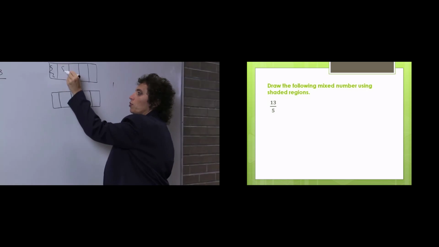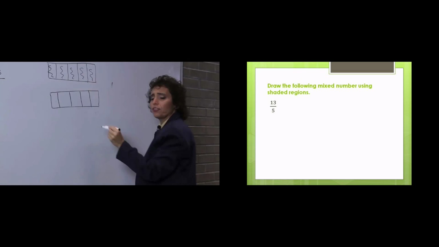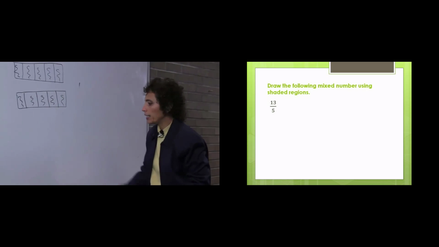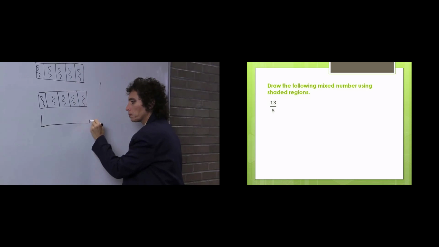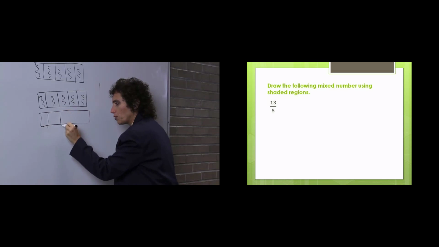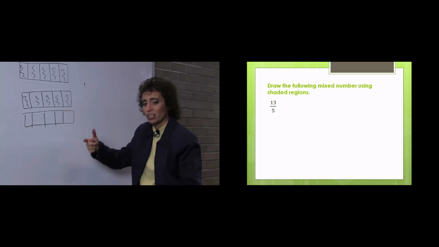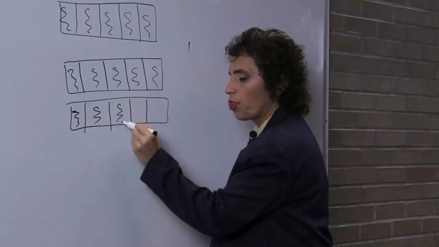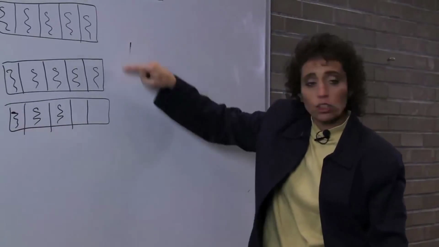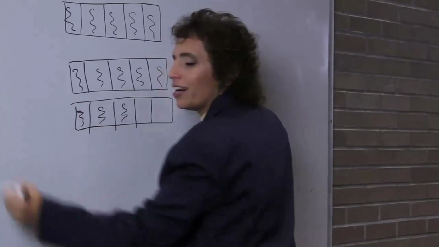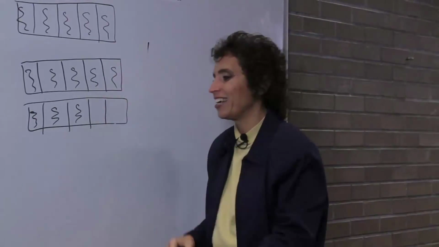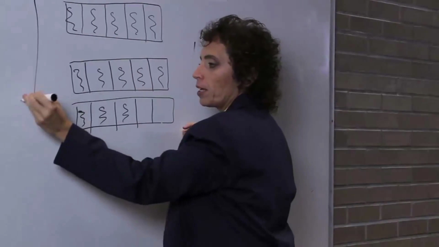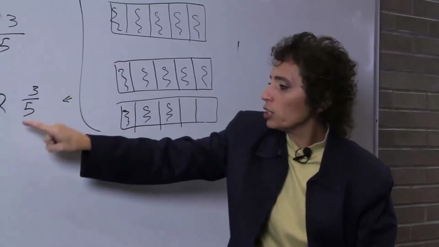Okay, so we have 1/5, 2/5, 3/5, 4/5, 5/5, 6/5, 7/5, 8/5, 9/5, 10/5. I need 3 more fifths, right? But I need fifths, so they have to be the same size. We're pretending they're the same. This size is a fifth. So that's 10, that's 11, 12, 13 fifths. So that's really 2 wholes, not holes like a hole in your shirt, 2 wholes and 3 fifths. So 13 fifths is really 2 and 3 fifths.